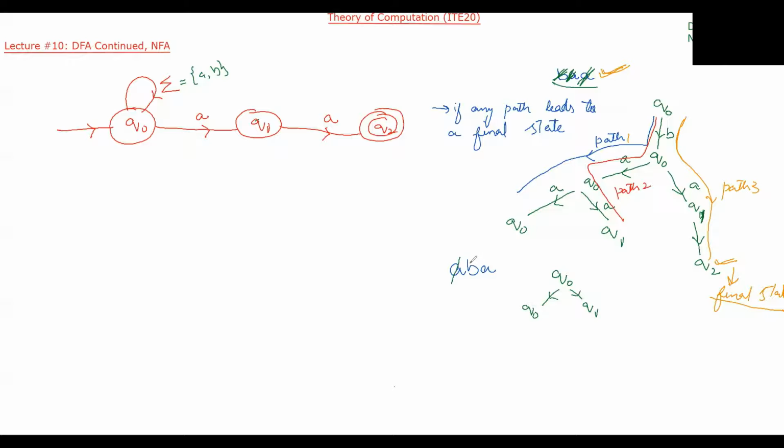Now let's say B comes. If it has gone to Q0, on Q0, if B comes, there is only one choice, that is, it will remain in this state. However, if it has gone to the Q1 path, and B comes on Q1, there is no transition defined. So we will say it halts, or no transition defined.